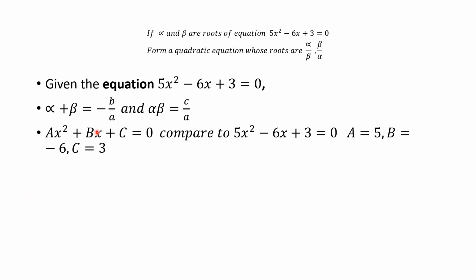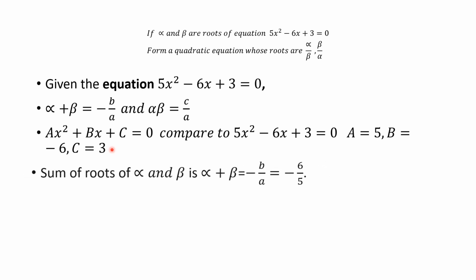The next one, b is the coefficient of x here, right? So the coefficient of x here is what? Minus 6. So b here is equal to minus 6. c is a constant number here, so the constant here is 3, right? That means c equals 3. So if I express my sum of roots and product of roots, my sum of roots, alpha plus beta, is equal to minus b over a, that is minus 6 over 5, because b is minus 6 and a is 5.